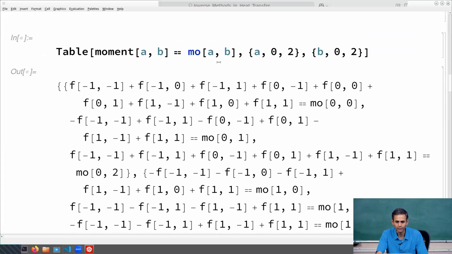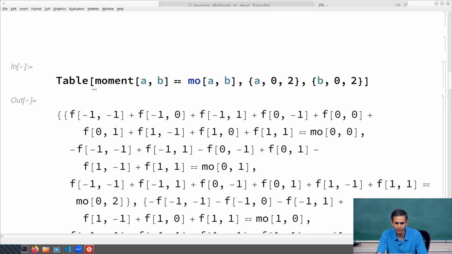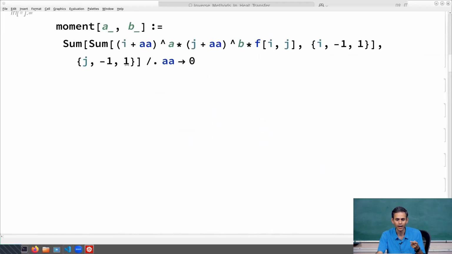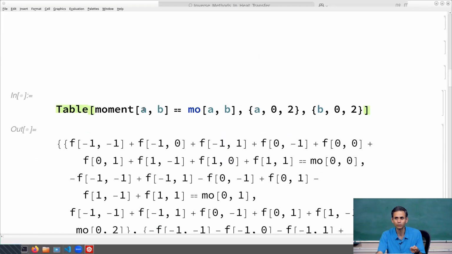Okay, so that means we should look at this. Essentially now, MO of AB, I am defining as a variable, okay, whereas moment of AB is the function that I have defined before, right? Moment of AB is the function I have defined here, and that will be evaluated in terms of distribution functions f, and that will be assigned as the value of the moment of that particular AB value, okay.